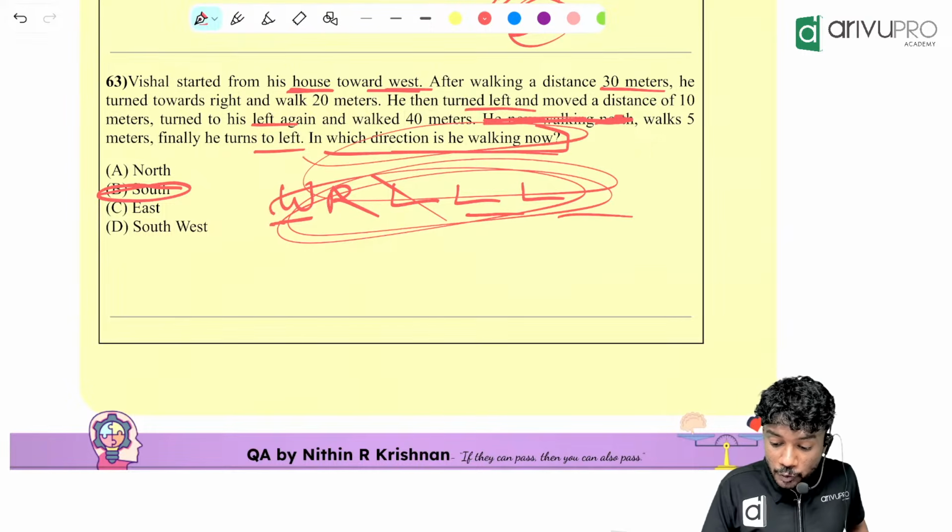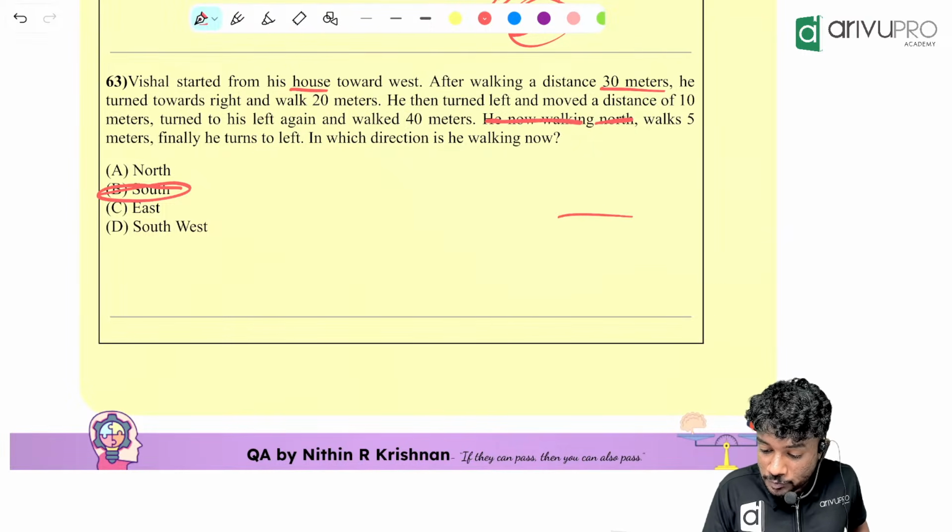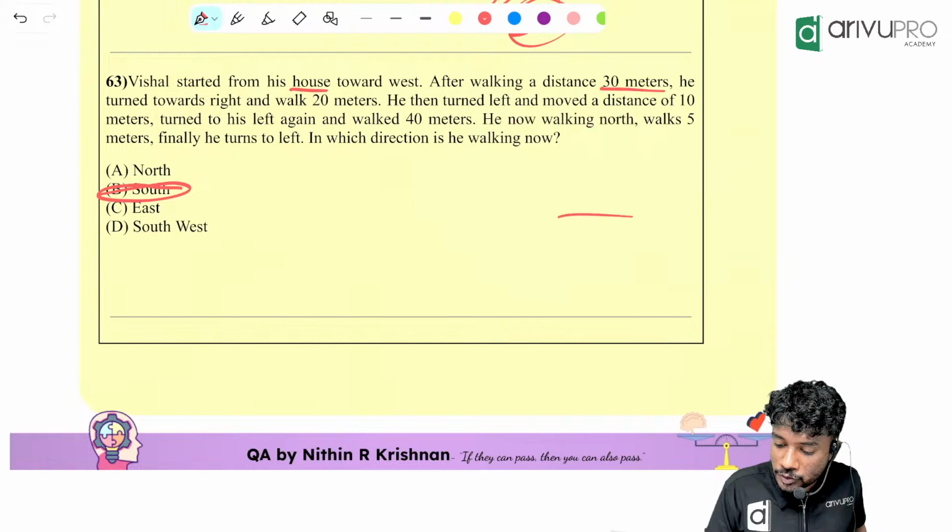Again, let me check the question. Read the question, because there is a small mistake when I took the question here with respect to the PDF. Vishal started from his house, walked towards west.